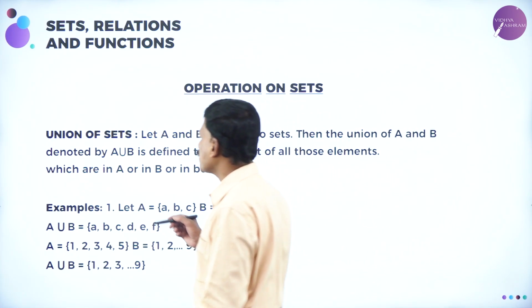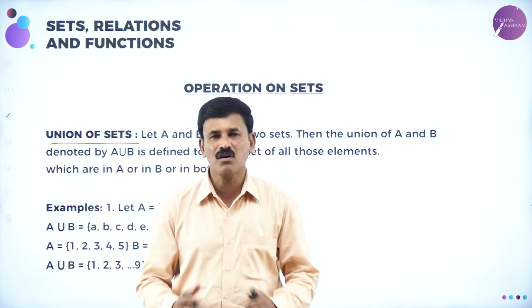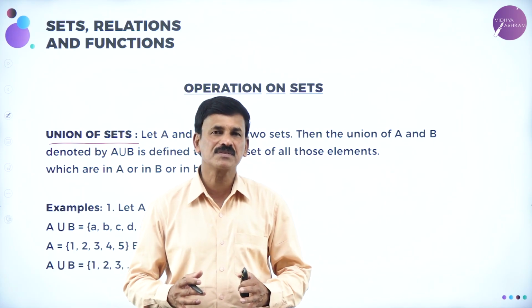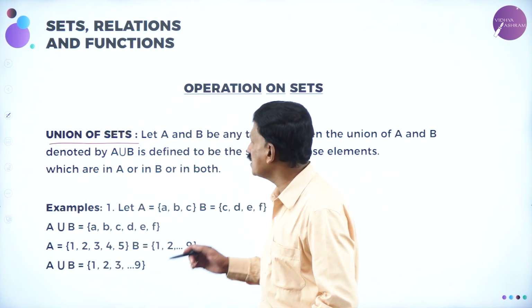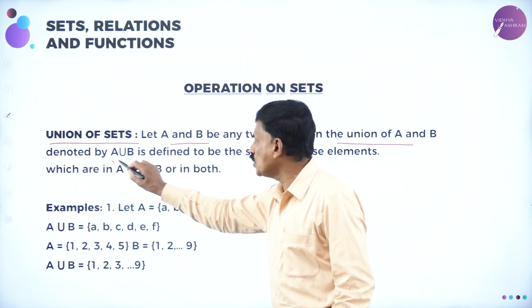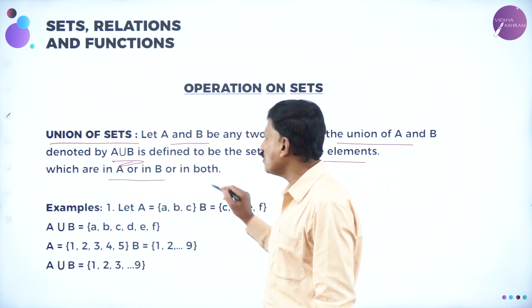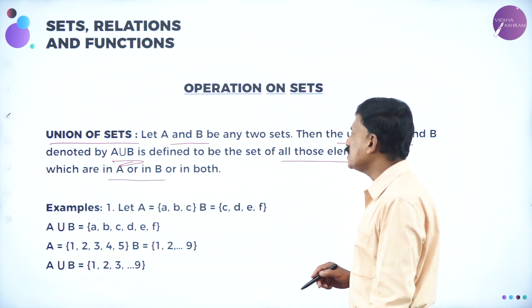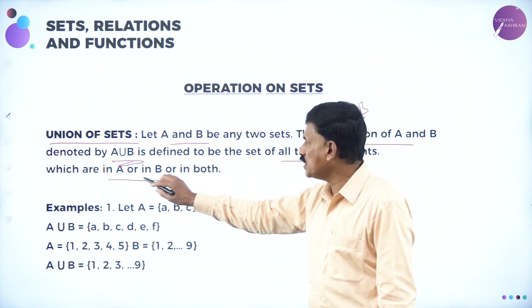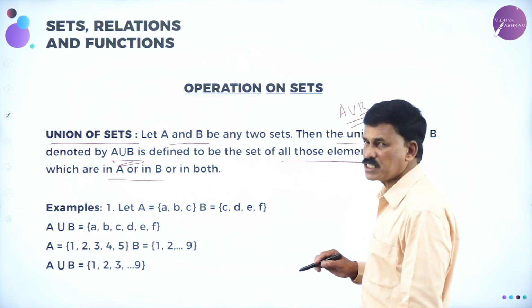Now let us come to the first concept, the union of sets. Union, as you know, means combination of all. If you combine all the elements of the sets, then you will get the union of sets. Let A and B be any two sets, then the union of A and B, denoted as A union B, is defined to be the set of all those elements which are in A or in B or in both, denoted as A union B.